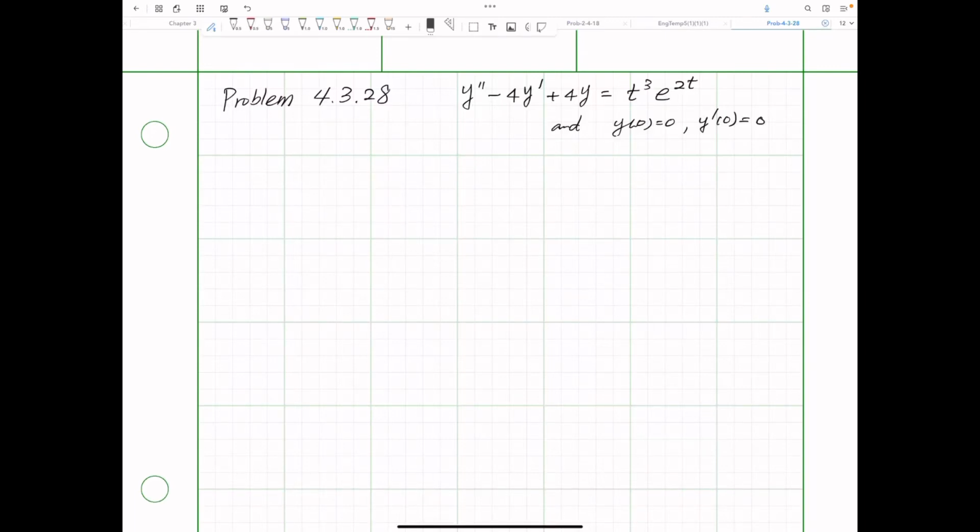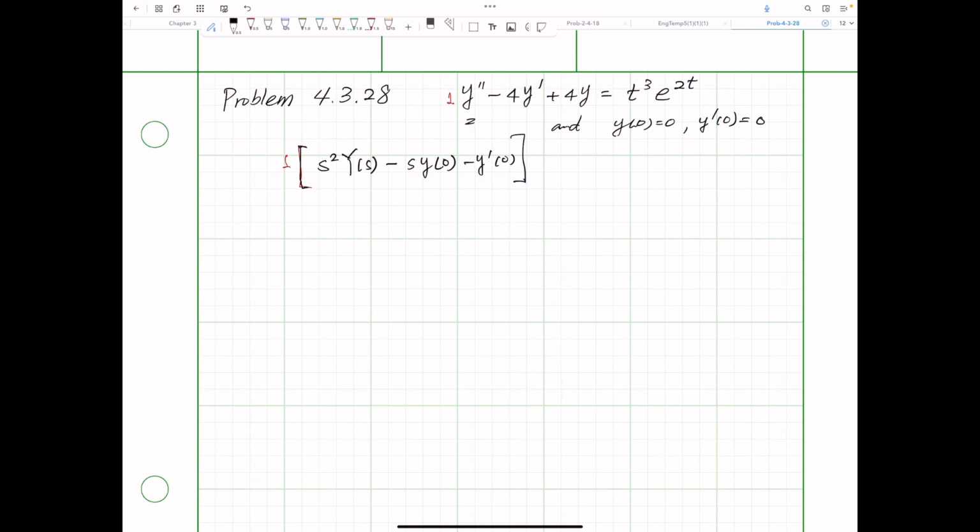Problem 4.3.28. Solve the higher order differential equations using Laplace transform. So for y double prime, we have a coefficient of 1, so we have 1 times s squared Y of s minus s y of 0 minus y prime of 0. This whole thing is for y double prime.